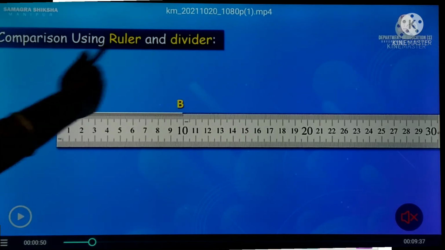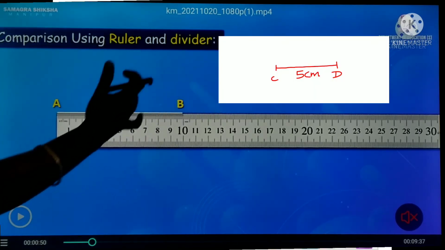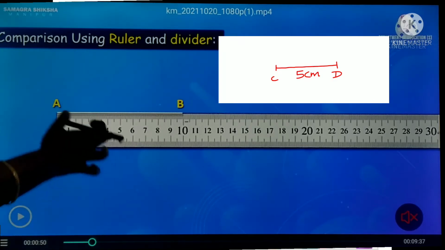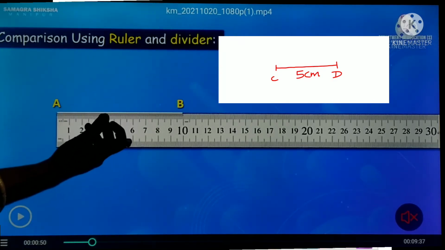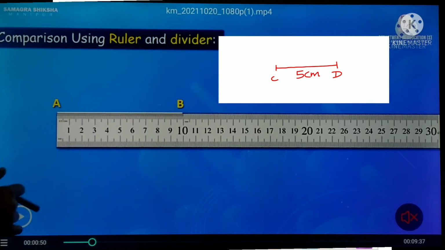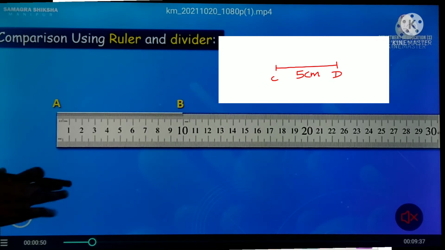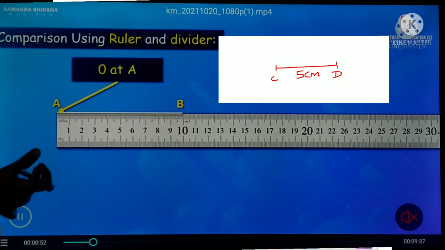Suppose there is another line segment CD. Suppose measuring that CD it is 5 centimeter, and the line segment AB is 10 centimeter. Which one is the longer line segment? Yes, AB. Comparing 10 and 5, which one is longer? 10 is longer, isn't it? This is the way to measure the line segment using ruler.